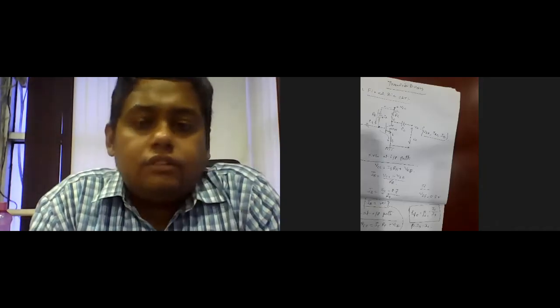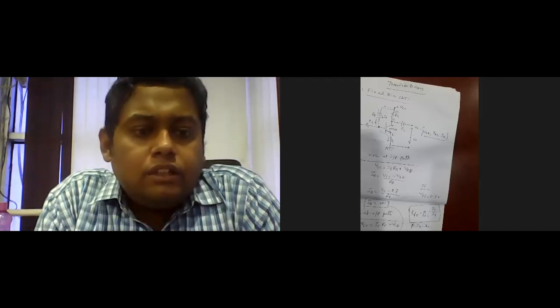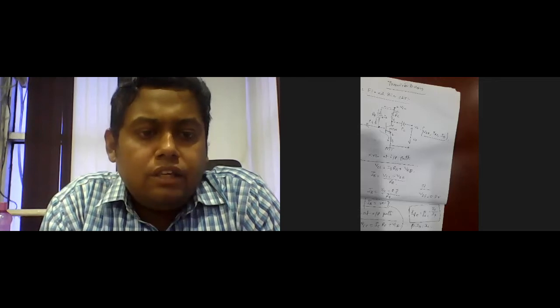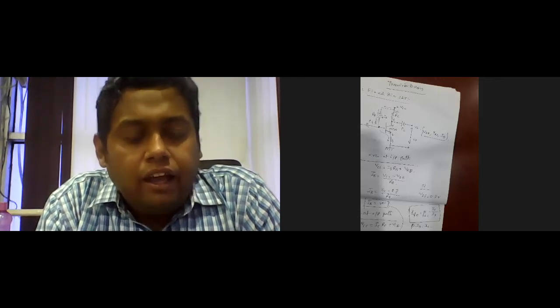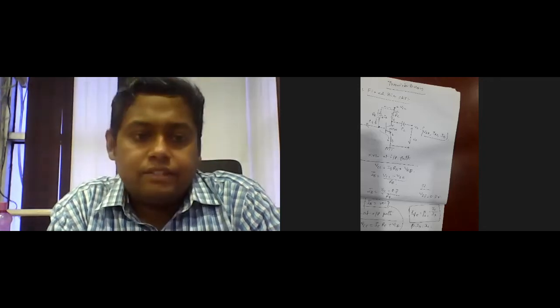So let's start for today's session. In the last class, we already introduced the h-parameter model of the transistor amplifier circuit, and we also introduced transistor biasing for fixed bias.